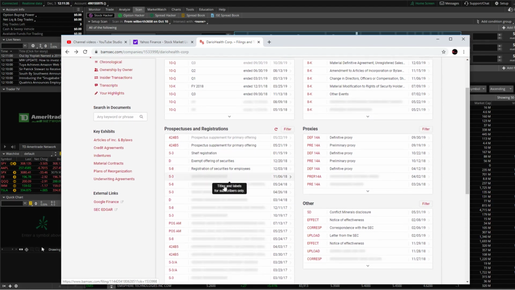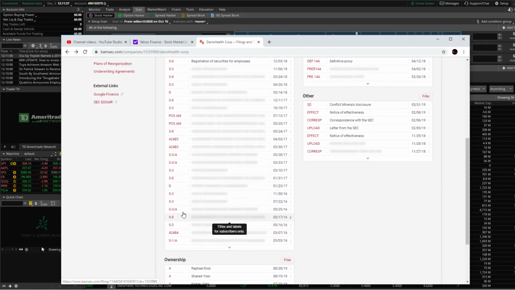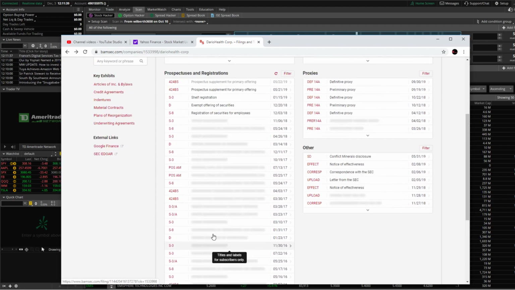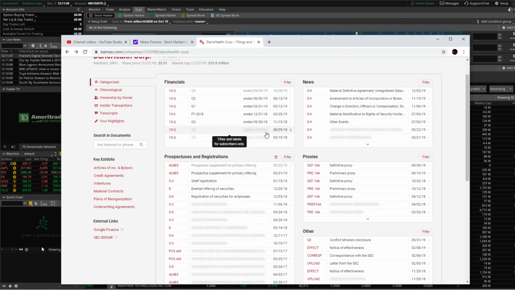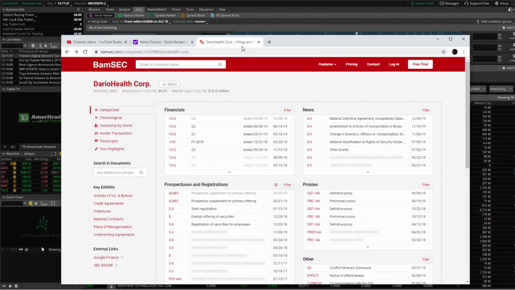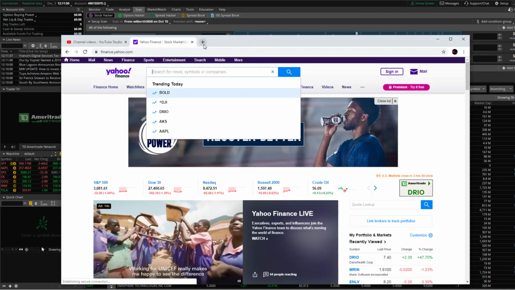With the paid one, you're gonna get all these. I think you get some of the more insider buying and stuff like that. But I don't even pay for the paid service. I just use the free one, and it's totally fine. I've been using it for years. So that's another one right there. BAMSEC, Yahoo Finance.